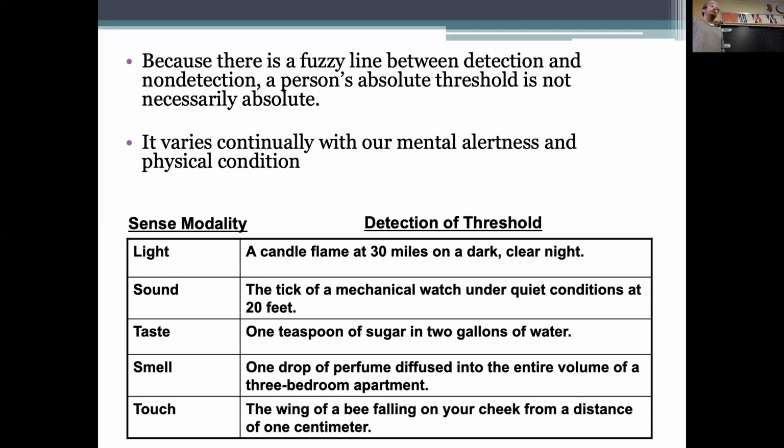These different types of perfumes and fragrances. Oh, I can't stand it sometimes. Touch: the wing of a bee falling on your cheek from a distance of 1 centimeter. I don't know, maybe. Again, that's just generalized in your book of some of the triggers of absolute threshold.